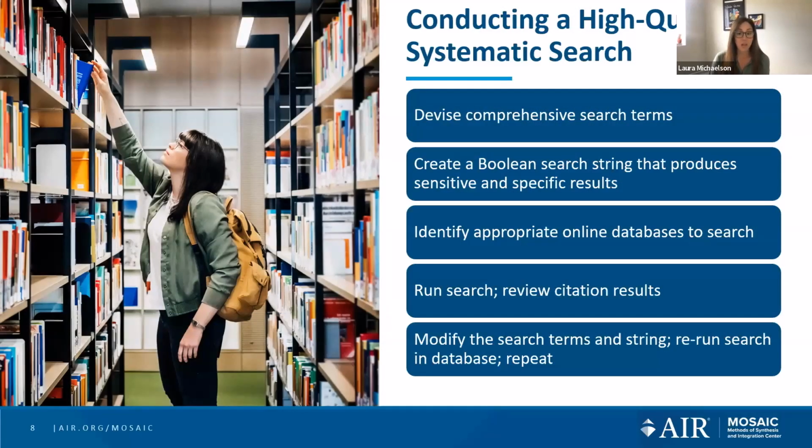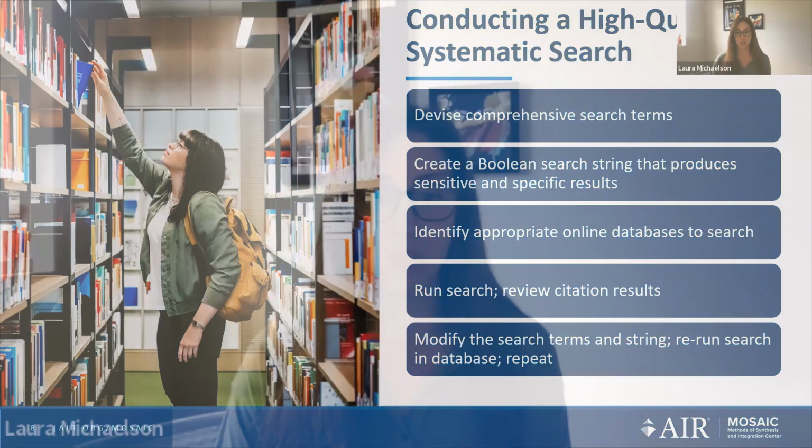What does it mean to conduct a high quality systematic review search? First, you need to devise comprehensive search terms that cover all of the key characteristics that I mentioned earlier. And the real key here is that you don't want to go so broad that you have hundreds of thousands of irrelevant results to sift through. But you also don't want to go so specific that you miss key articles that might be relevant. So this process is always very iterative, and it is as much an art as it is a science.